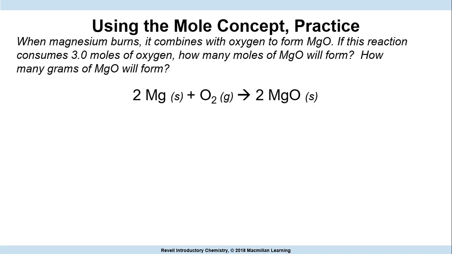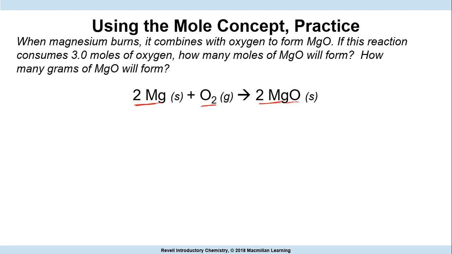So the first thing is that we have to look at the balanced chemical equation. From the balanced chemical equation, we'll be able to determine the moles of magnesium oxide that are formed. So let's see if our equation is balanced. On the left, we have 2 magnesium. To the right, we have 2 magnesium. On the left, we have 2 oxygens. To the right, we have 2 oxygens. So our equation is balanced.